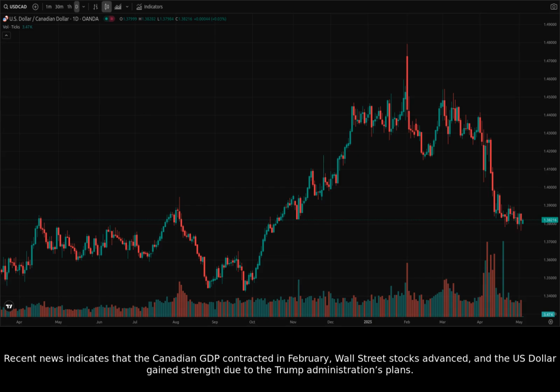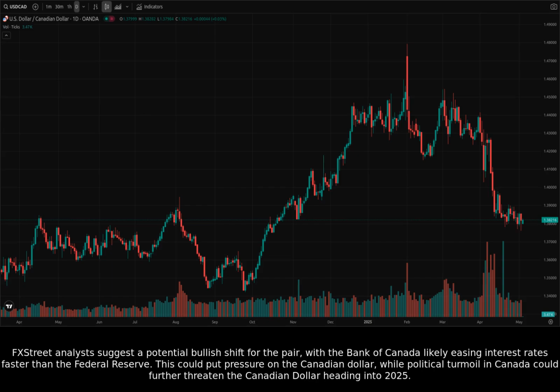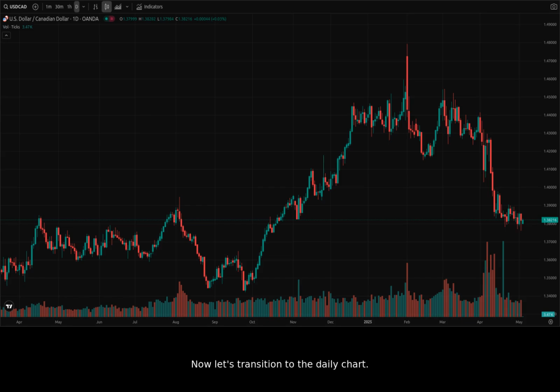Recent news indicates that the Canadian GDP contracted in February, Wall Street stocks advanced, and the US dollar gained strength due to the Trump administration's plans. FX Street analysts suggest a potential bullish shift for the pair, with the Bank of Canada likely easing interest rates faster than the Federal Reserve. This could put pressure on the Canadian dollar, while political turmoil in Canada could further threaten the Canadian dollar heading into 2025. Now, let's transition to the daily chart.